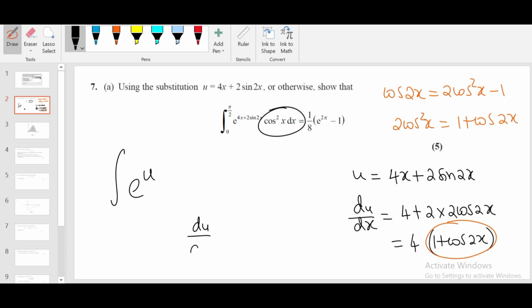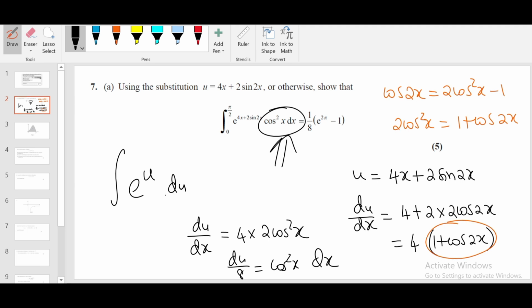So we will have du over dx equal to 4 times 2 cos square x. But we need cos square x dx. So we will get du over 8 equal to cos square x dx. So we can replace this by du over 8.